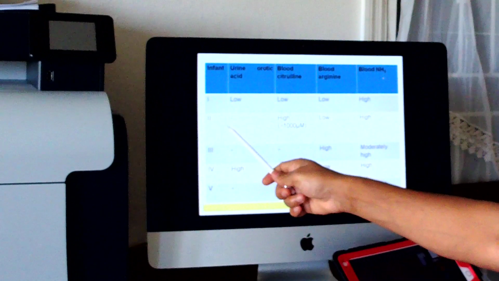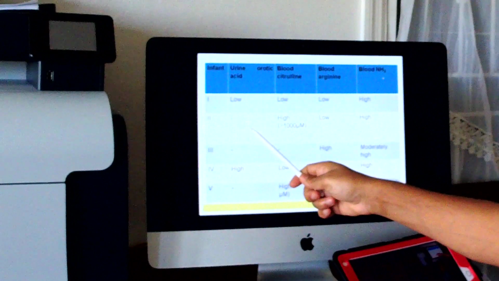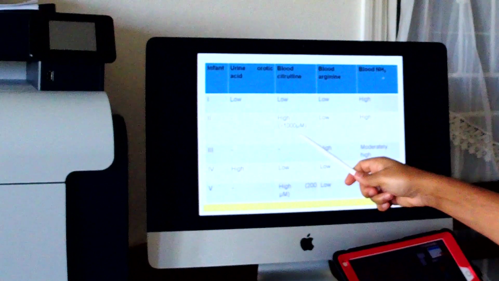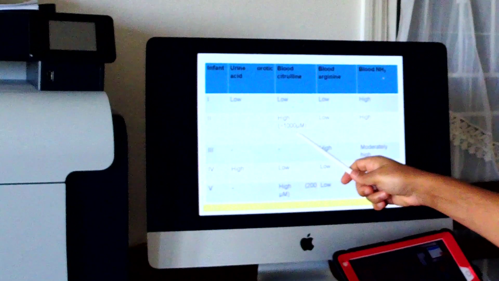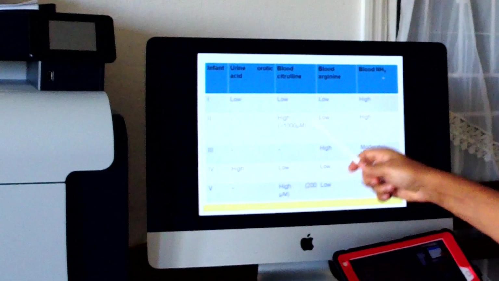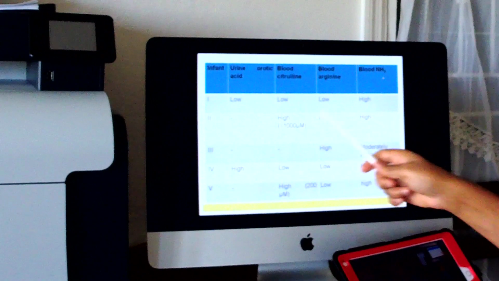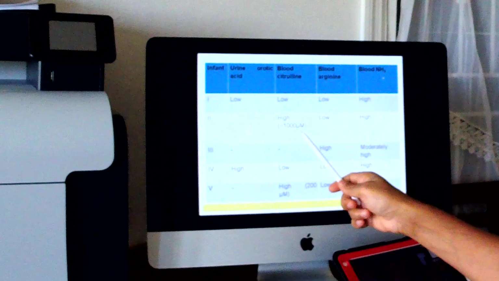Coming to the second infant, the orotic acid level is not mentioned, meaning normal. The citrulline level is too high, more than 1000 micromoles. Blood arginine is low and the ammonia level is high. So there is hyperammonemia, but importantly there is an increase in citrulline.